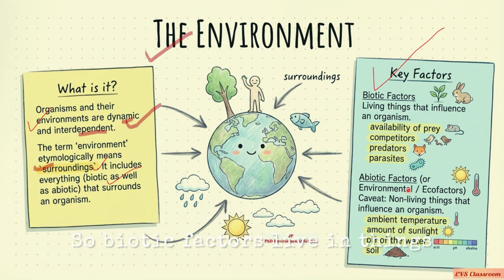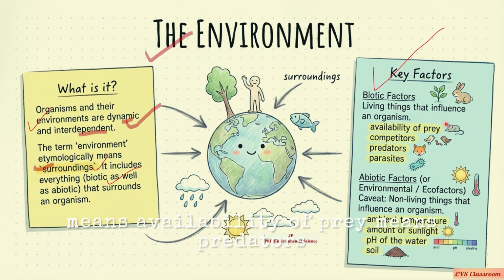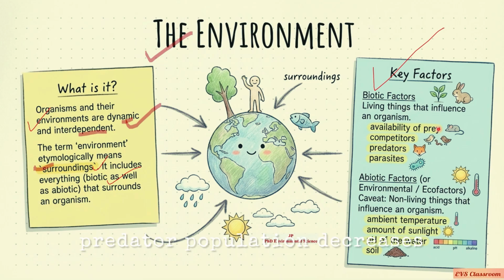Biotic factors are living things that influence an organism. For example, availability of prey: predators need food to survive. Example, a lion depends on deer. If prey decreases, predator population decreases.